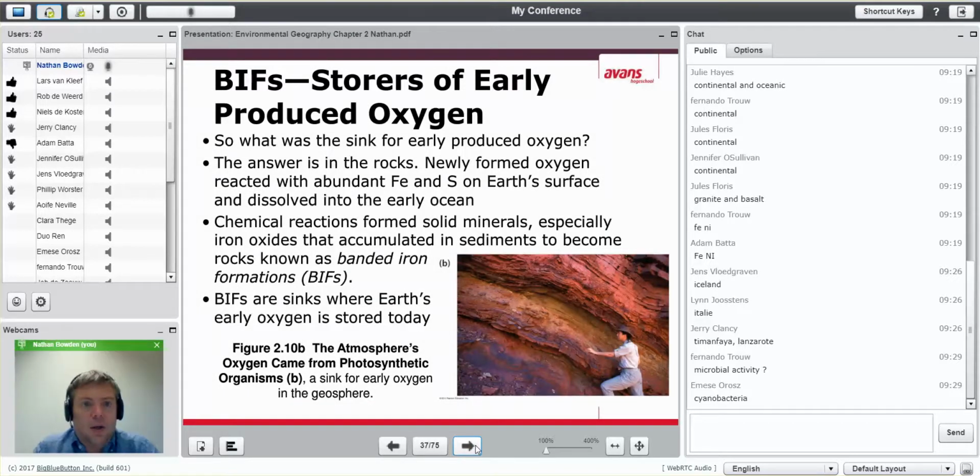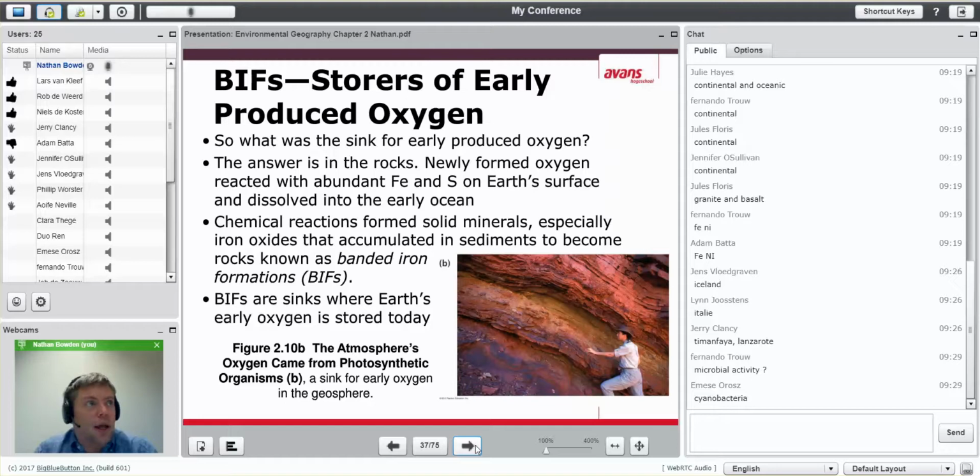So, stores of early produced oxygen. So what was the sink for early produced oxygen? And that is rocks. Newly formed oxygen from the cyanobacteria reacted with the iron and the sulfur on the Earth's surface, and dissolved into the oceans.